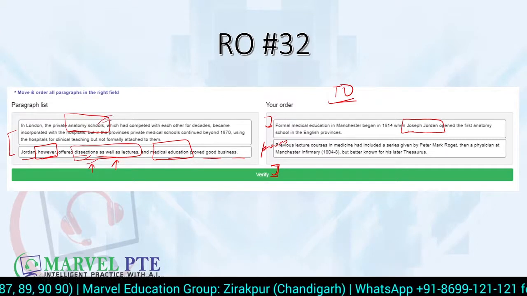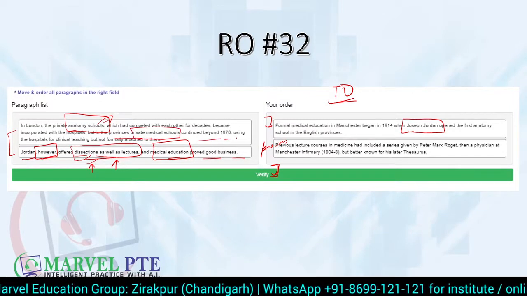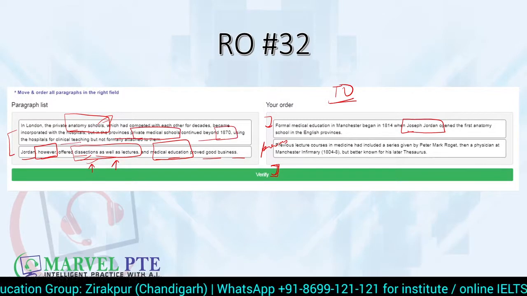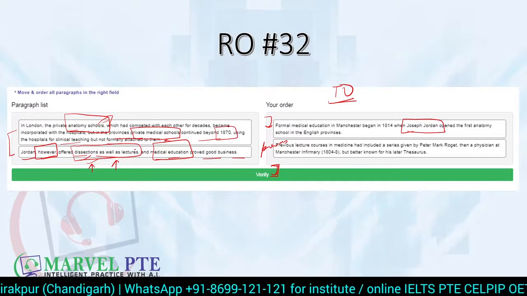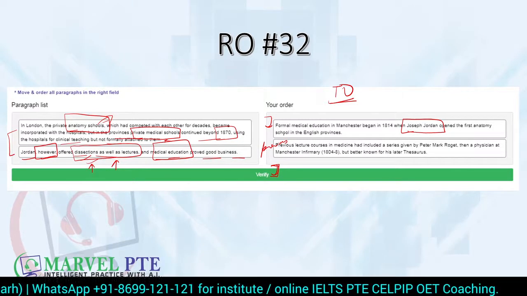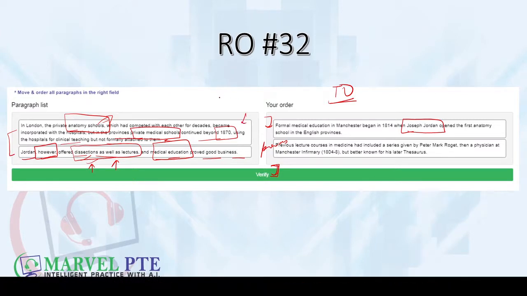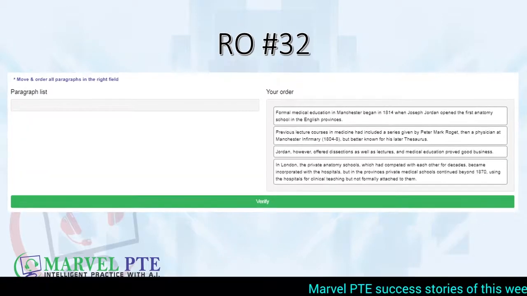और यहाँ पे वही बात हो रही है कि 1870 में प्राइवेट मेडिकल स्कूल्स थे, continued beyond 1870 using the hospitals for clinical teaching but not formally attached to them. Okay, so why? Because depending upon our TO strategy, so we had to talk about the topic of Jordan, because इस line में ना Jordan की बात हो रही है ना आपके Peter की बात हो रही है. So we have to conclude this topic over here. So that's why we are going to fit this here, and then जो last में line बची हुई है we are going to put it in the last. So that's how we arrived at.